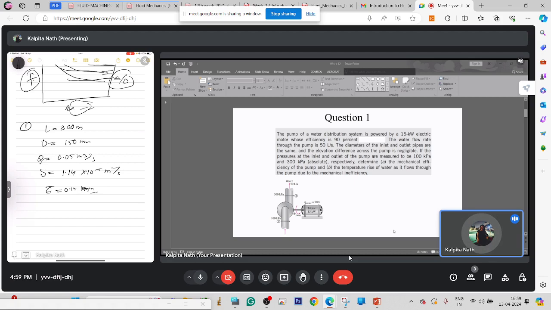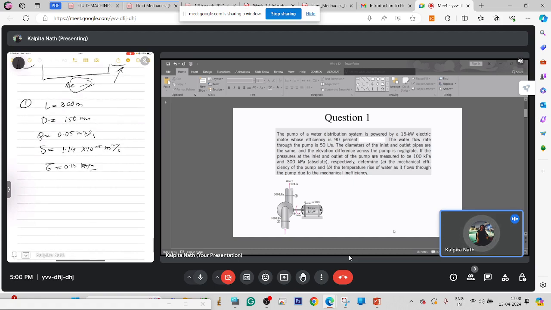Epsilon by d. Oh, I forgot to tell you, why do we consider epsilon by d? Because epsilon is the surface roughness, but we need to consider it with respect to the pipe diameter to maintain a constant, dimensionless value. So that's why we are using epsilon by d.